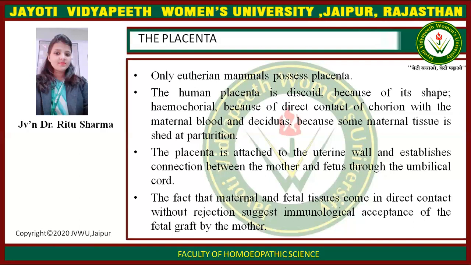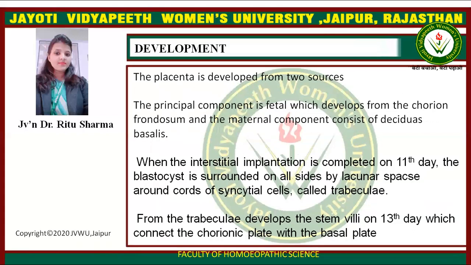The fact that maternal and fetal tissue come in direct contact without rejection suggested immunological acceptance of the fetal graft by the mother. Development. The placenta is developed from two sources. The principal component is fetal, which develops from the chorion frondosum, and the maternal component consists of decidua basalis.